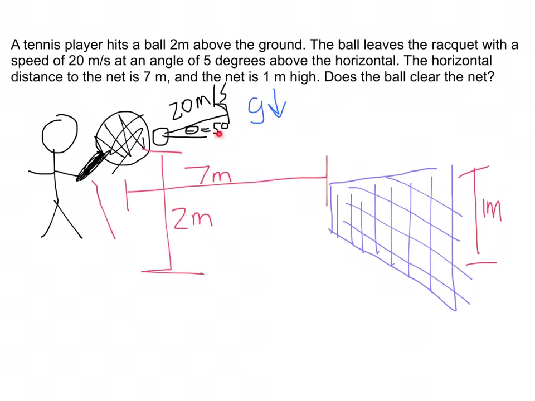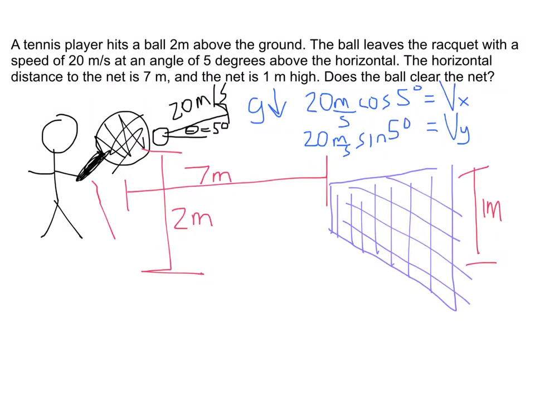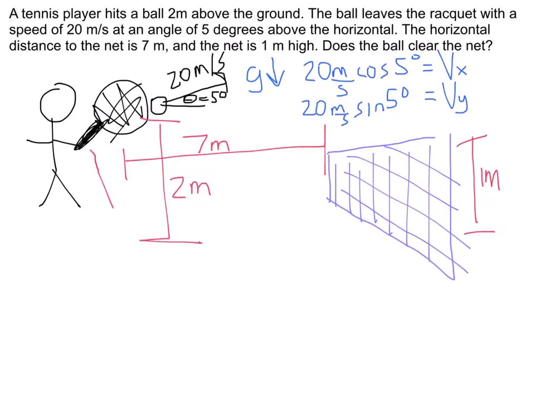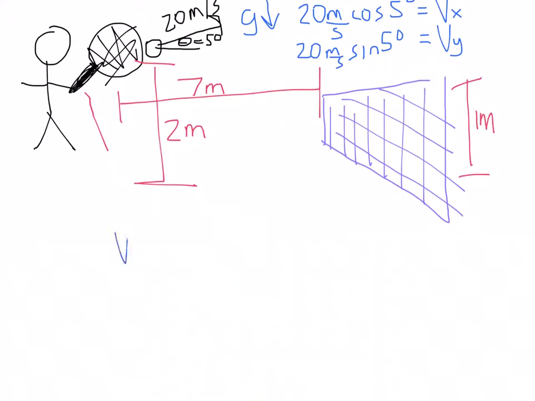So we know that the velocity in the x direction is going to be 20 meters per second cosine of 5 degrees. And that's going to be Vx. And then we know that Vy, just for later, is going to be 20 meters per second sine of 5 degrees. So we're going to go down here and use v equals x over t, and we're trying to find the time, so time is going to be equal to x over v.